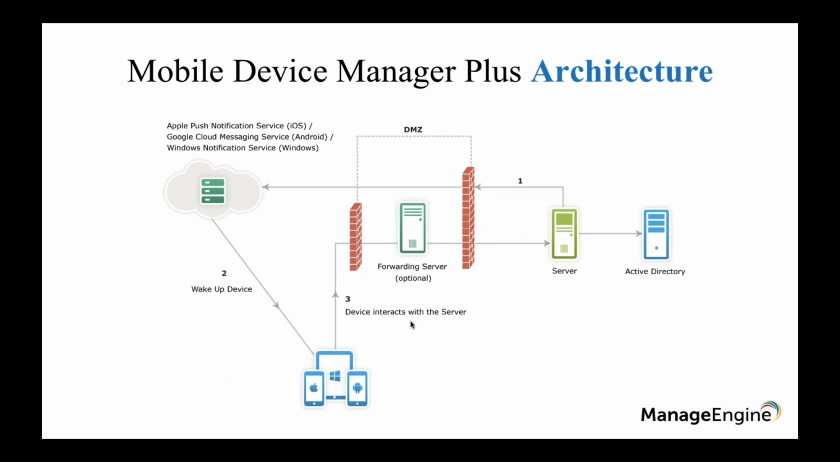Since the devices that we are managing are mobile, the server must be reachable at all times. And hence, you need to NAT your internal IP address to a public IP address. If you're worried about security and do not wish to expose your server to the internet, we allow you to configure a forwarding server. This forwarding server acts as an intermediary between the server and the internet and is the one that is exposed. If you're using the cloud version of Mobile Device Manager Plus, you do not need to worry about any of these settings.